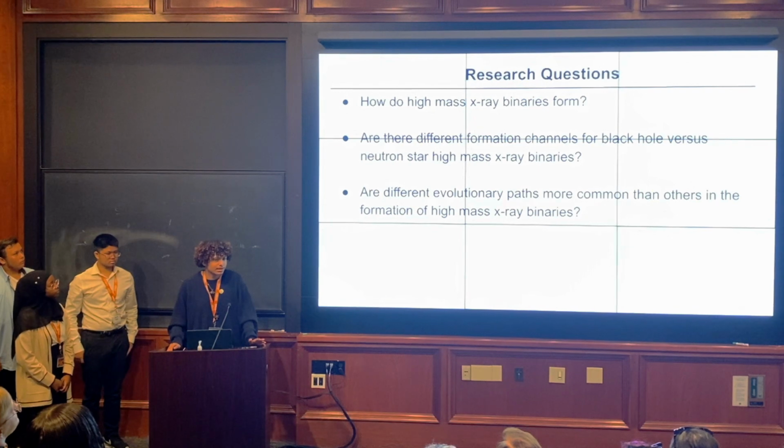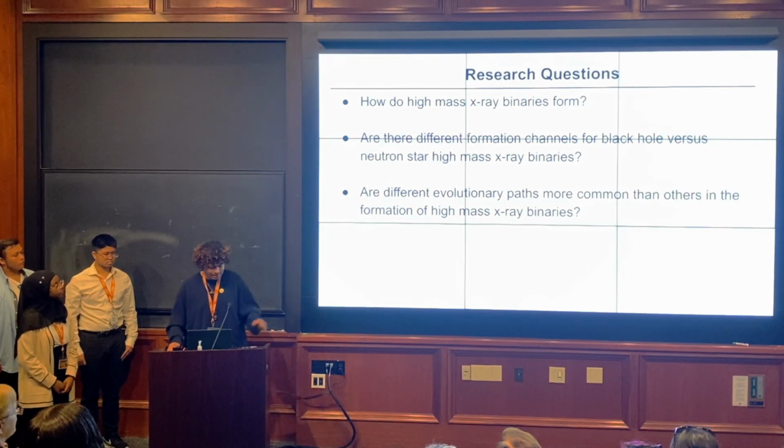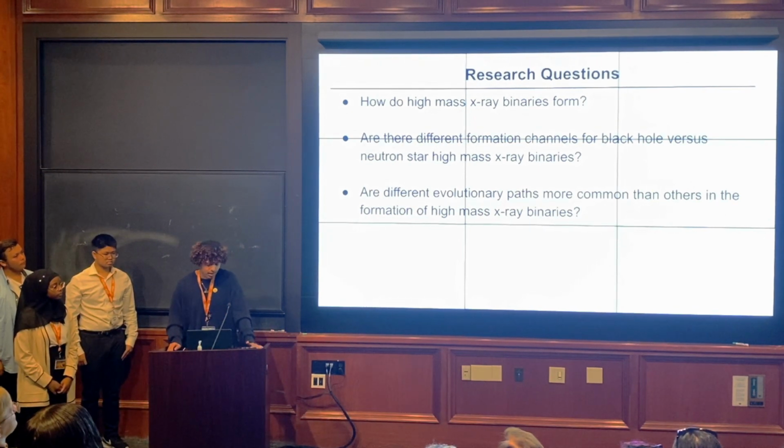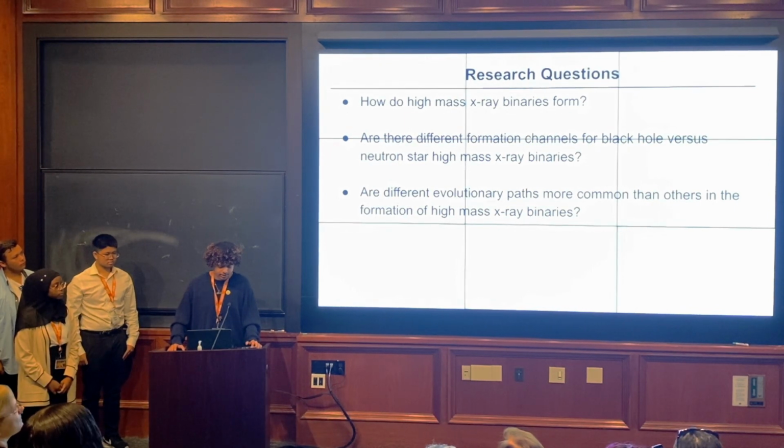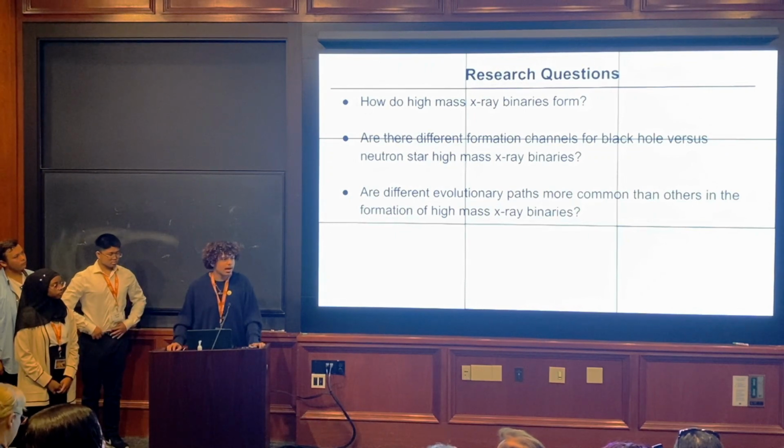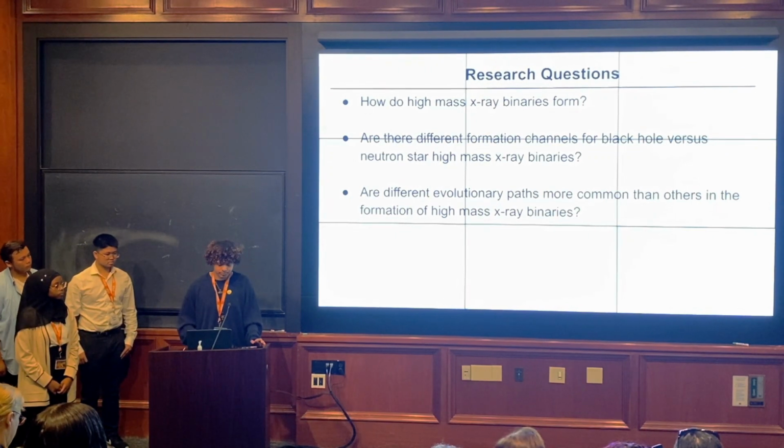So throughout our presentation, we're aiming to answer these questions. How do high mass X-ray binaries form? Are there different formation channels for black holes versus neutron stars in high mass X-ray binaries? And are different evolutionary paths more common than others in these binaries?